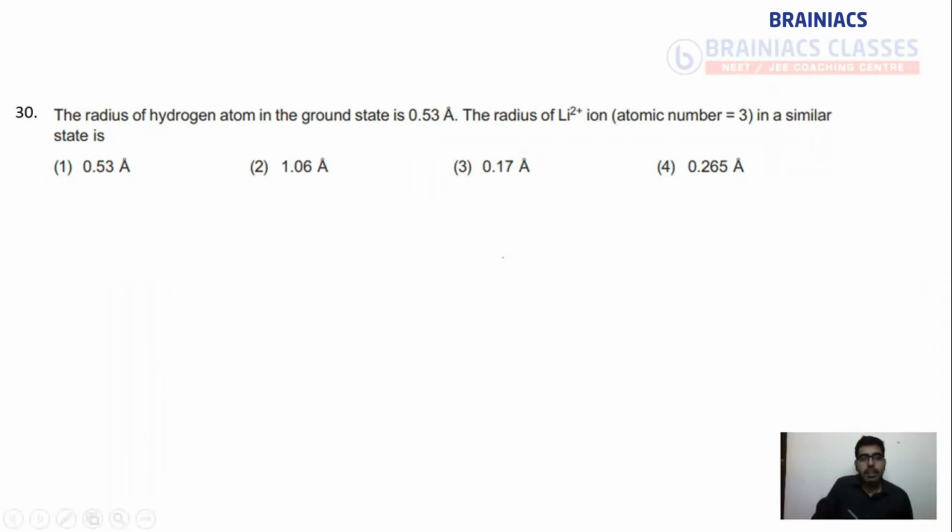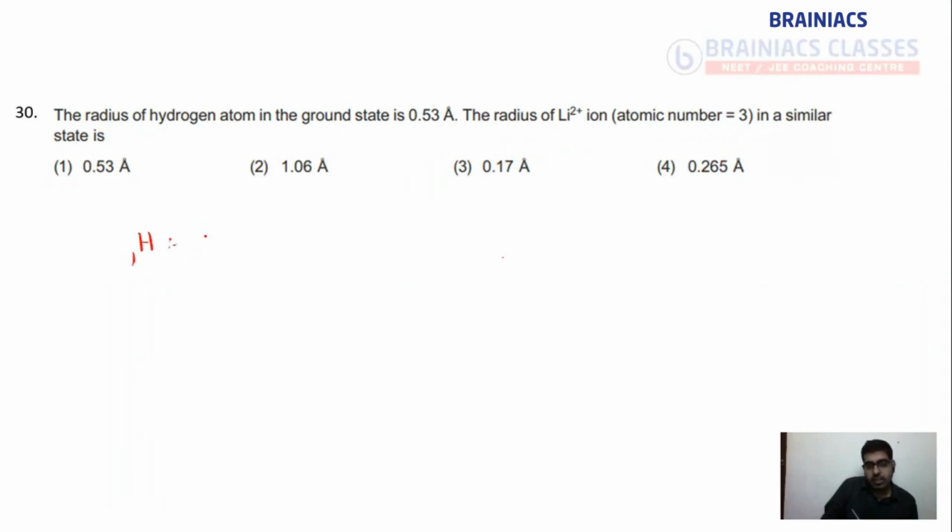Question number 30. The radius of hydrogen atom in the ground state is 0.53 angstrom. The radius of lithium ion in a similar state is? So the radius of hydrogen atom, we know that the atomic number of hydrogen is 1.